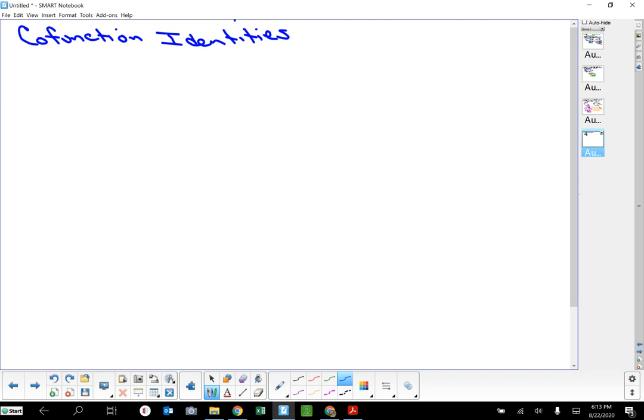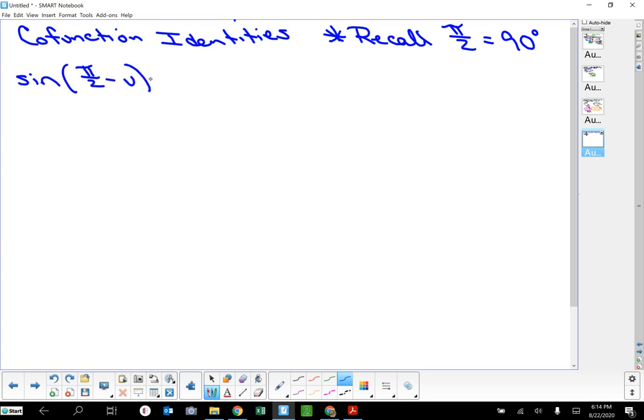So these are just statements that we're going to make that are laws in trigonometry. And here's what I want you to remember. Just recall that pi over 2 is equal to 90 degrees. Okay, so the sine of pi over 2 minus u equals the cosine of u. And the cosine of pi over 2 minus u equals the sine of u.